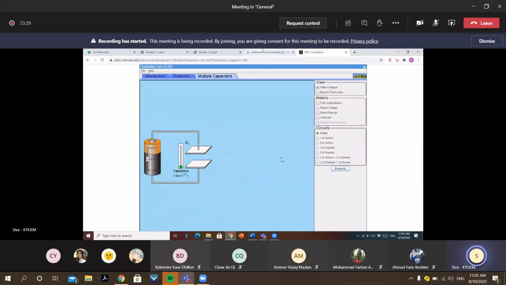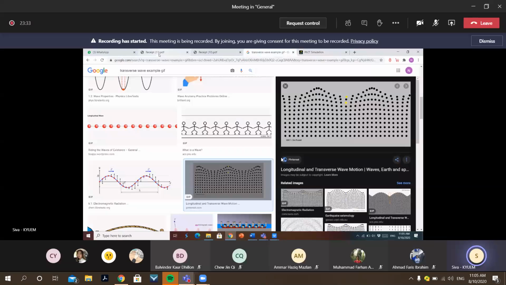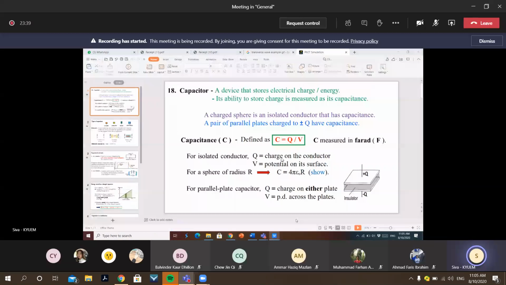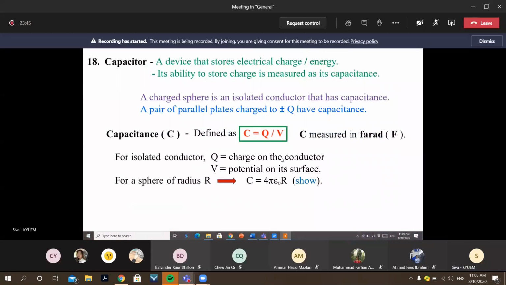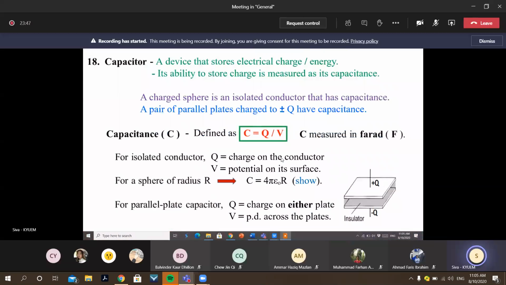Okay, let's go back to our capacitors. Where's our capacitors? Here. Okay, I make it a bit bigger so that you can have a look at it.